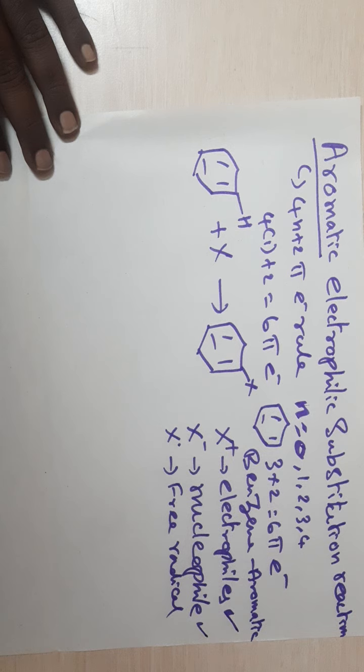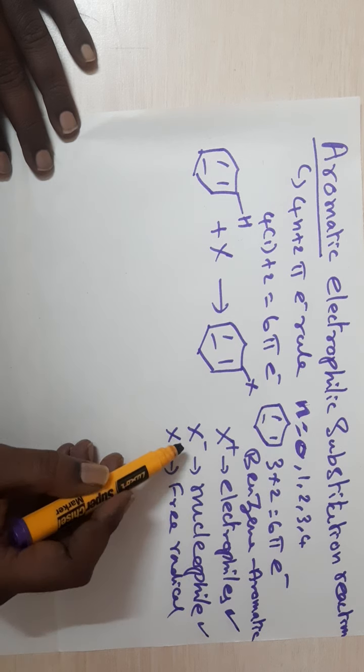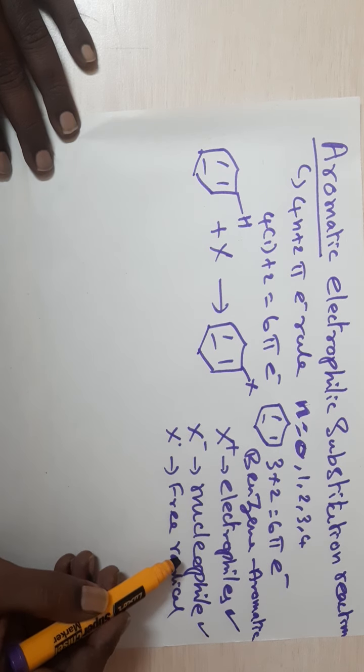Homolytic cleavage leads to the formation of free radicals. Heterolytic cleavage leads to the formation of positive and negative ions. So any positive or negative ion may act as an attacking species. If X plus is acting as an attacking species, it is an electrophile. Then the substitution is called electrophilic substitution. If X minus, then the substitution is called nucleophilic substitution.